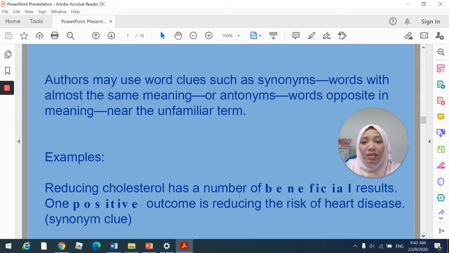As you can see in this example, reducing cholesterol has a number of beneficial results. If the question is asking you about the meaning of beneficial, you can see here, one positive outcome is reducing the risk of heart disease. You can see the word positive. So beneficial means something that gives positive impact. This is close in terms of synonym.